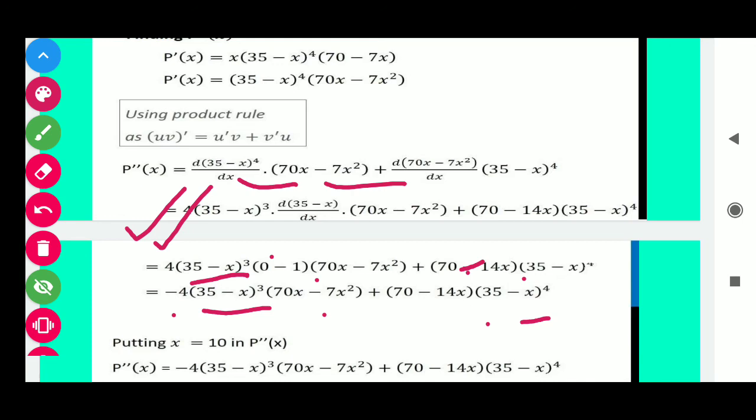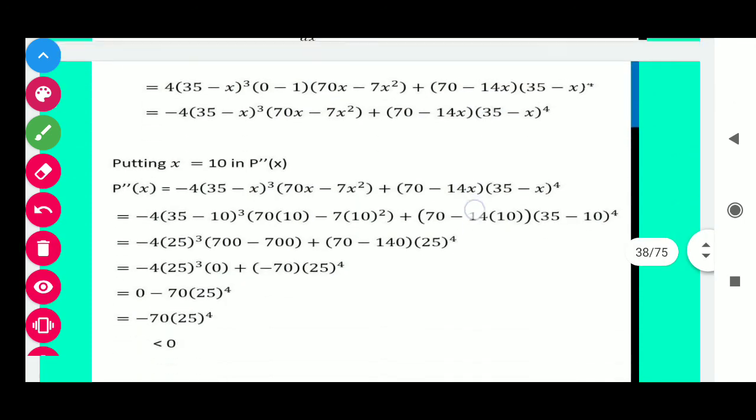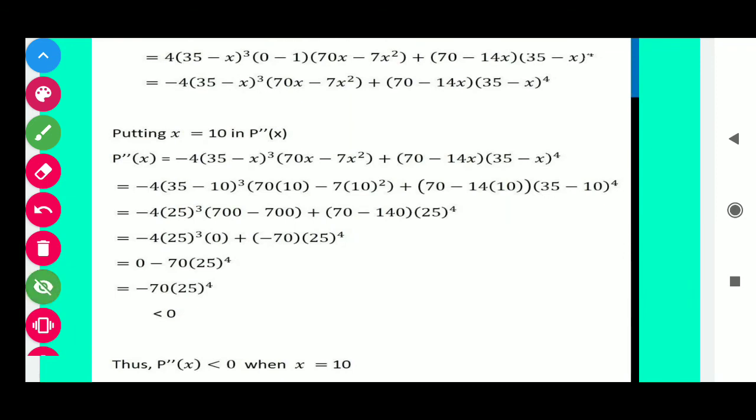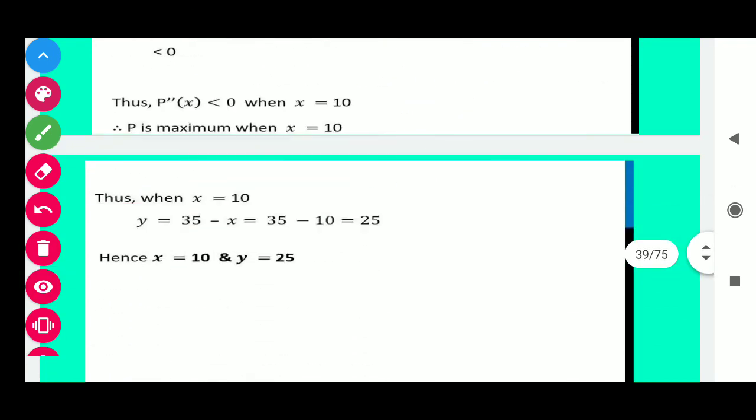Okay students, here you can put 35 minus 10, 35 minus 10, you can see here. So by solving this, you will get a negative result. If you get negative, students, we only have to look at the sign. If negative comes, then it is a maximum; if the result is positive, then it is a minimum. Thus the second derivative is negative at x = 10. In this way, the numbers are x = 10 and the second number is y = 25.